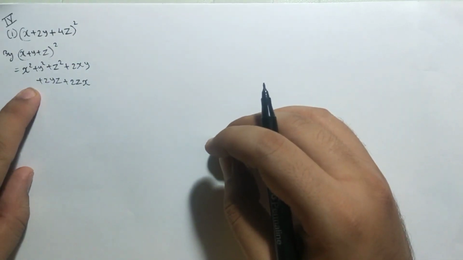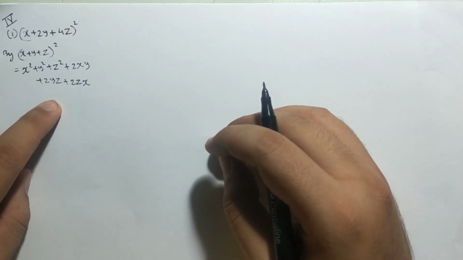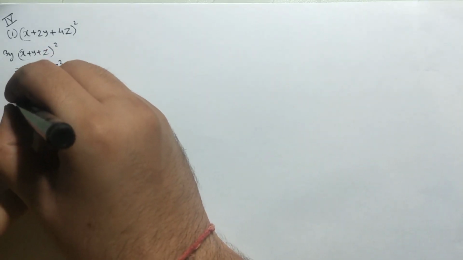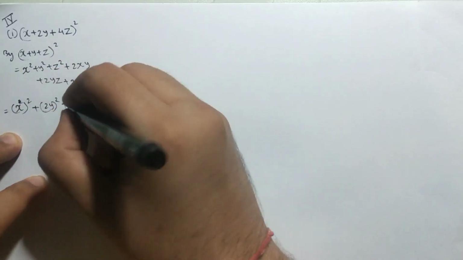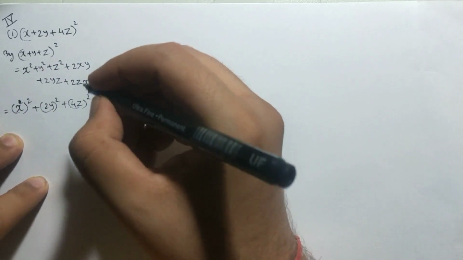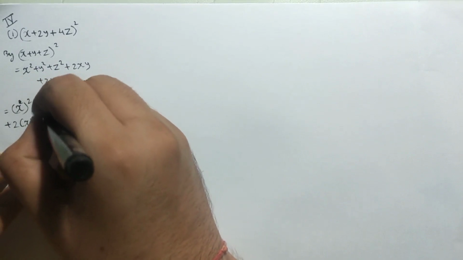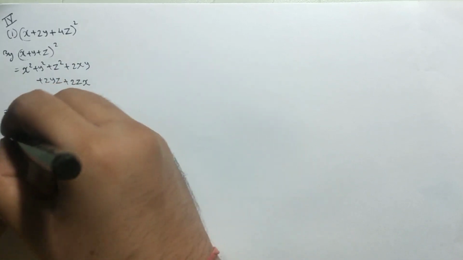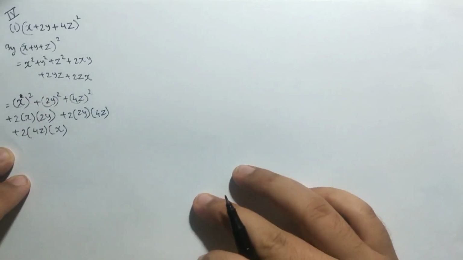Means first term square plus second term square plus third term square plus 2 multiplied by first term into second term plus 2 multiplied by second term into third term plus 2 multiplied by third term into first term. So first term square, that is x square, plus second term 2y whole square and the third term 4z whole square, plus 2 multiplied by first term x multiplied by second term 2y plus 2 multiplied by second term 2y into third term 4z and 2 multiplied by third term, that is 4z, multiplied by first term, that is x.